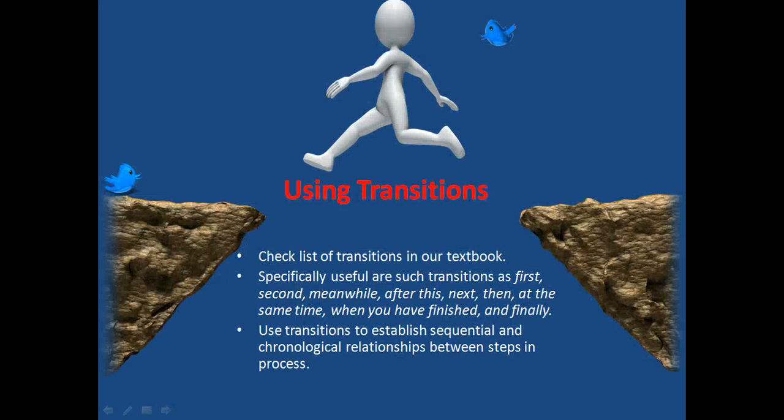You do want to make sure that you use transitions. There's a list of transitions in our textbook, but you're also looking at transitions that vary. Starting the process of baking an apple pie requires selecting appropriate fresh ingredients. The next step requires the final step. So remember, you're varying those transitions. You don't want to say first, second, third all the time. You're using transitions to establish sequential and chronological relationships between steps in a process. In other words, you're bridging the gap.